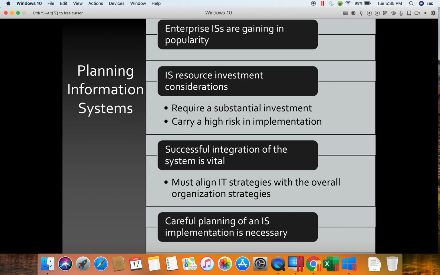Companies make major investments in information systems, not only in dollar amounts being spent, but in the time and effort put in by their employees and consultants that they hire. So the investment in time and money is tremendous. We need to make sure that these IT strategies are aligning with the overall strategies in order to help ensure success of the implementations that we attempt to accomplish.